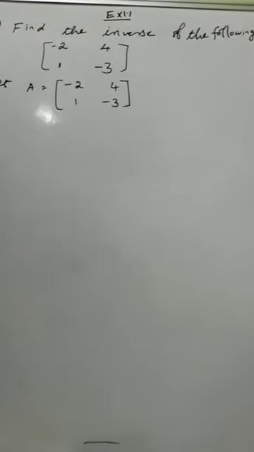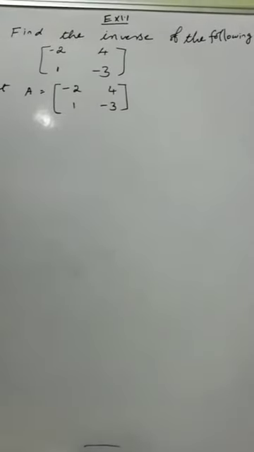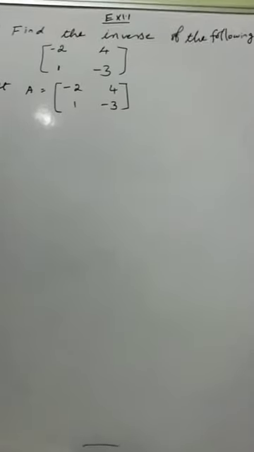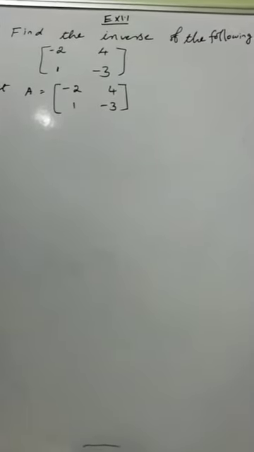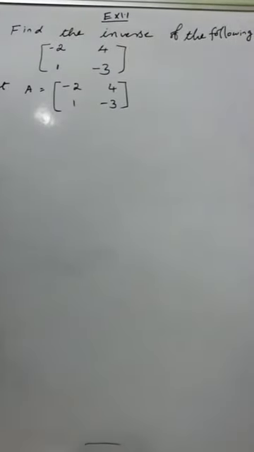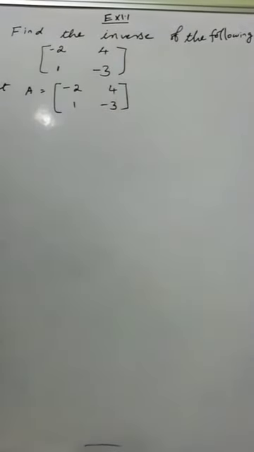Find the inverse of the following matrices. That is, the first sum is given as a 2 cross 2 matrix. First row -2, 4. Second row 1, -3 is given. Whatever matrix is given, give the name A. So A is the matrix -2, 4, 1, -3. We have to find the inverse.